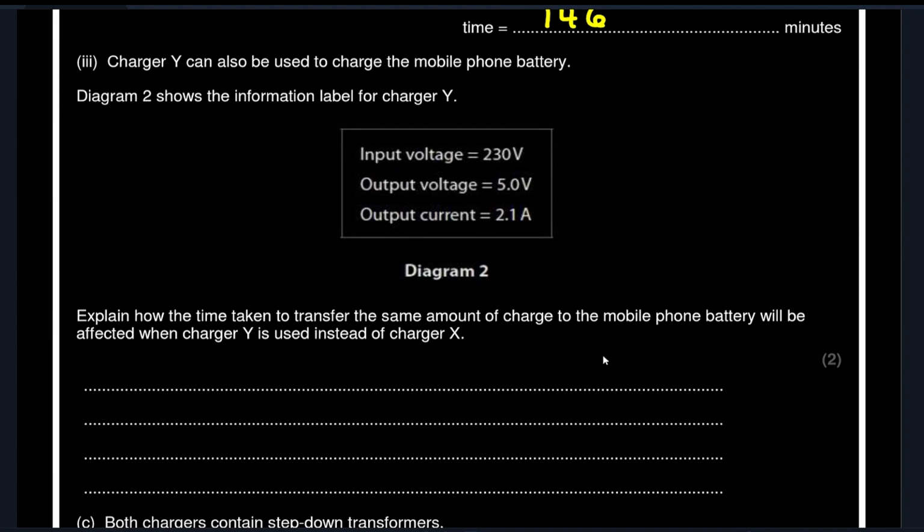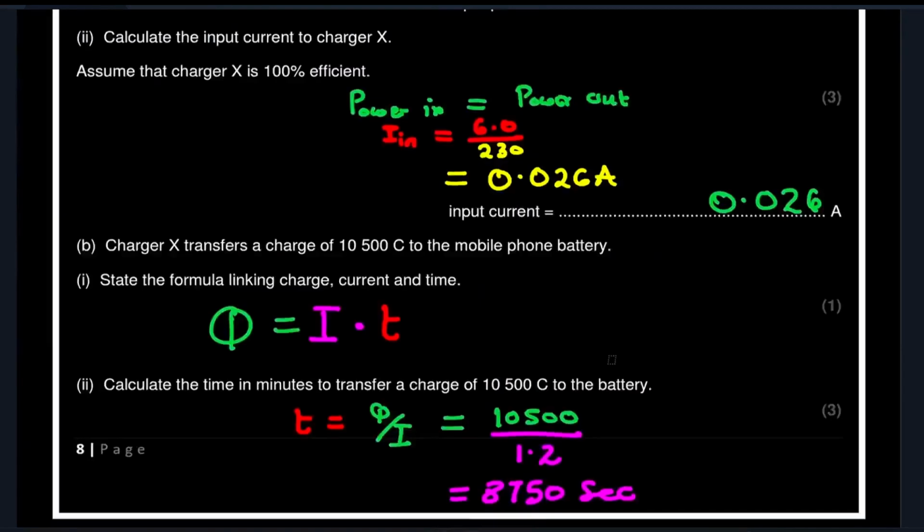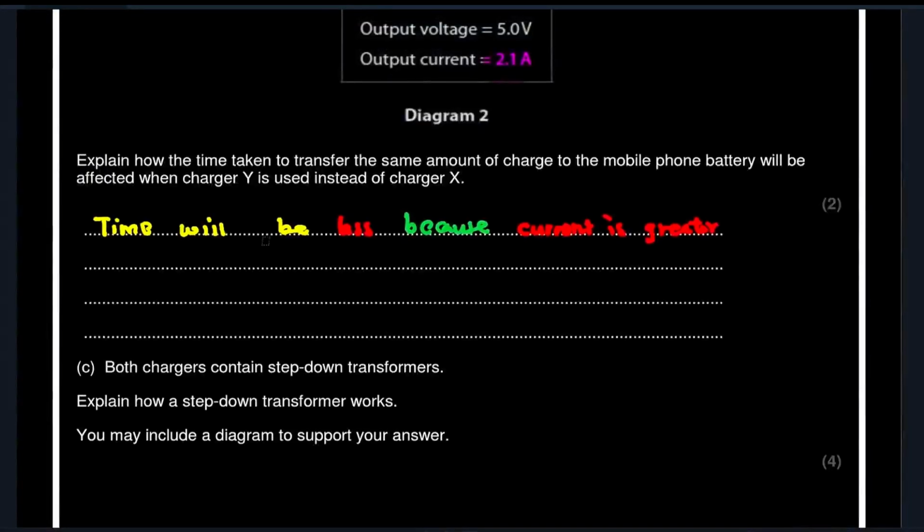You see the output current for charger Y is 2.1, which means it's giving more current out. In this case, since it's giving out more current to charge, time is going to decrease. It's going to take a shorter time to charge that particular battery. So time will be less because current is greater, so it charges faster.